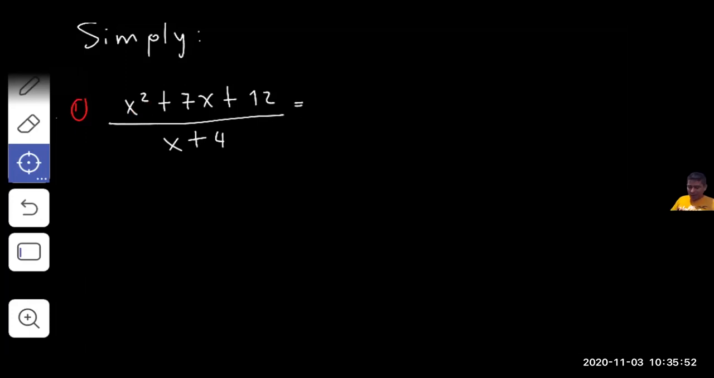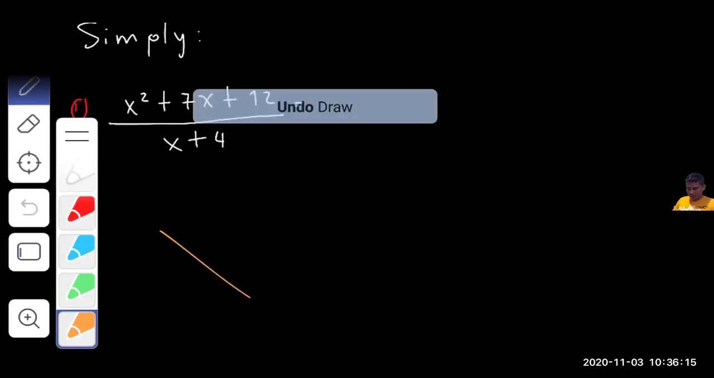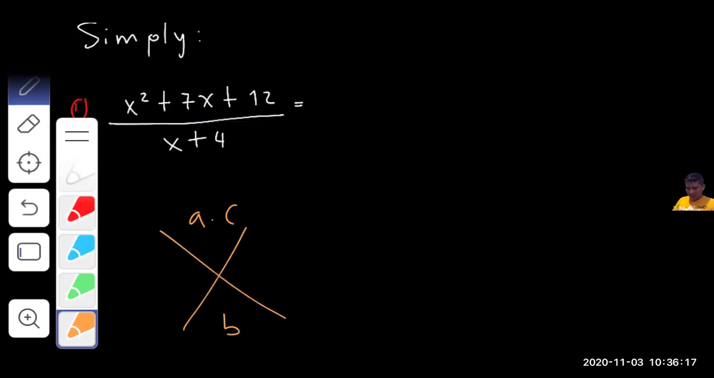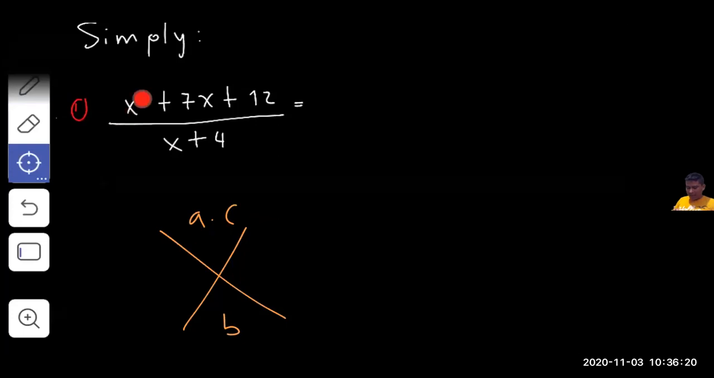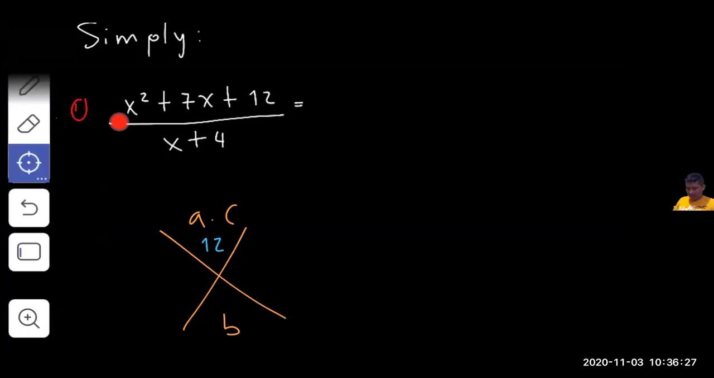Okay, the numerator, forget about the denominator. How would you factor the numerator? Can you represent x squared plus 7x plus 12 as a product, as a multiplication? Sure. I'm going to factor that numerator. Which method can I use to factor this out? The big X method. Thank you. A times c, this is a, b, c. A times c is 12. And what is b? It's going to be 7.